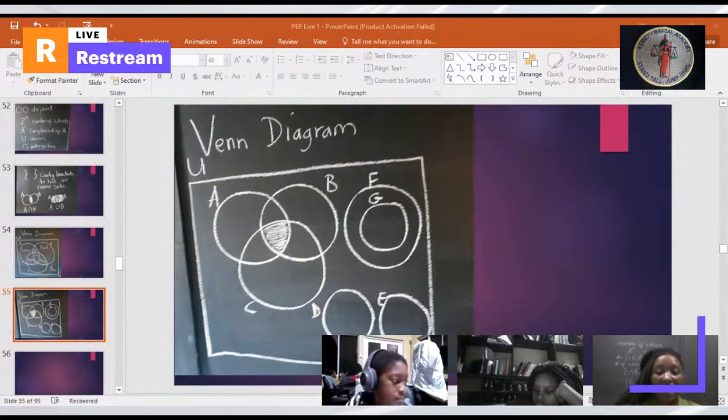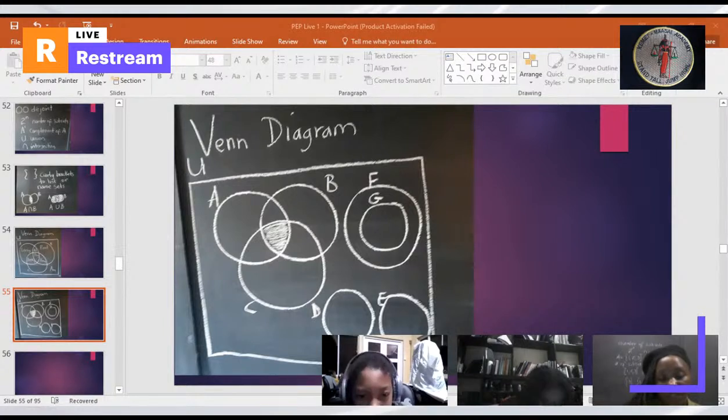D and E are disjoint. They don't overlap. There's no common element between them, so there's no intersection.